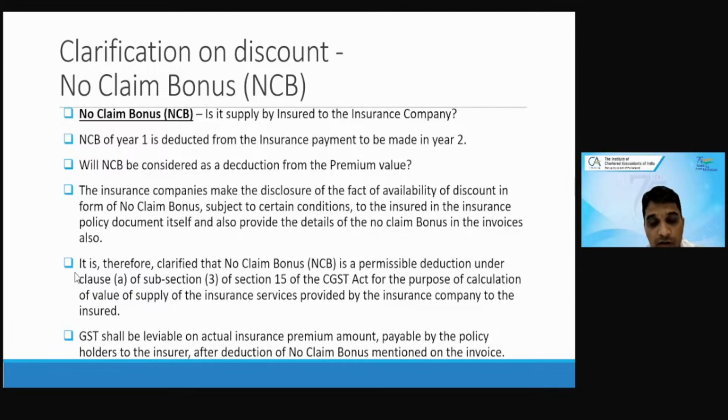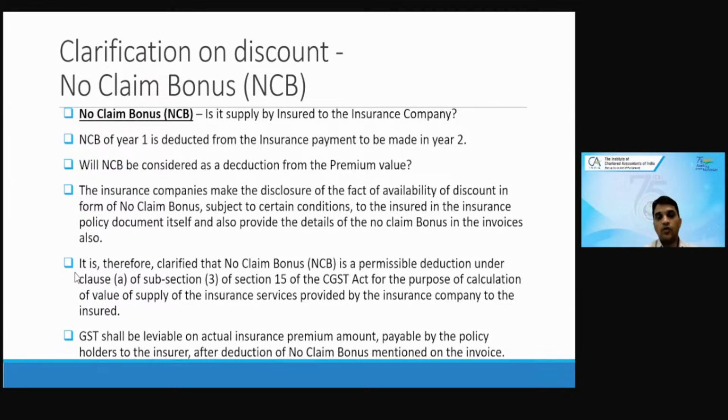Now the question came: we will not pay GST, but will it be considered as a deduction from the premium value? The circular now says that the insurance companies make the disclosure that you will get a discount at the time of giving the policy itself, and it's not decided later on. So before or at the time of supply, it should be disclosed. The first condition is satisfied. It is therefore clarified that no claim bonus is a permissible deduction. Any discount should be known at the time of the invoice itself, so it is a permissible deduction for the purpose of calculation.